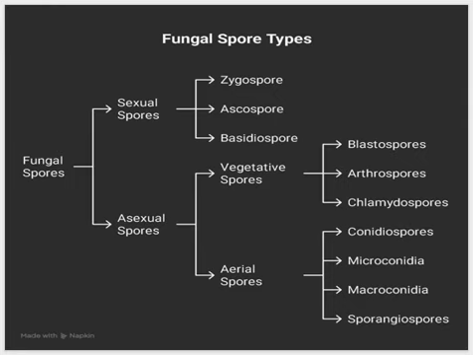Fungal spores come in many types, divided into sexual and asexual categories. Sexual spores include zygospores, ascospores, and basidiospores. Asexual spores can be vegetative, like blastospores and arthrospores, or aerial, such as conidiospores and sporangiospores. These spores are crucial for reproduction and spread, influencing how fungi colonize environments and hosts.